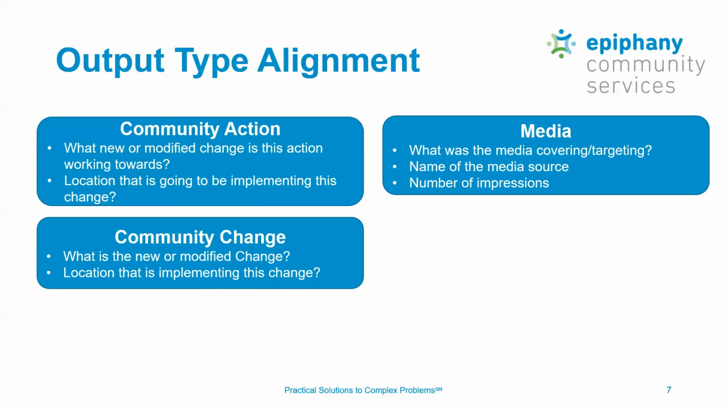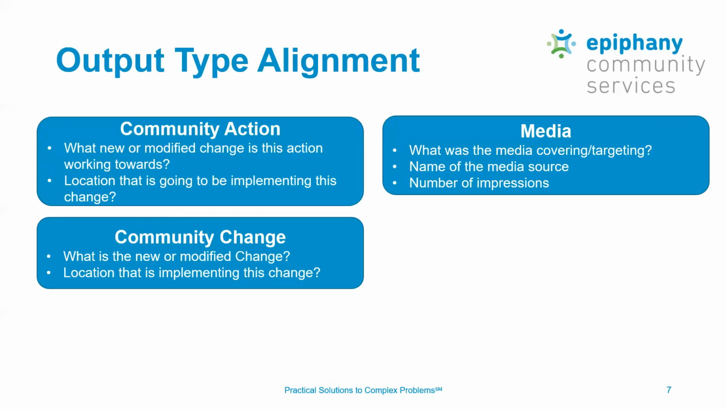When it comes to writing your descriptions for media, we need to make sure that we're including these three things. What was the media covering or targeting? That goes along with what happened, and that's okay. The name of the media source. So was it your Facebook page? Was it the local ABC newspaper? Was it your coalition website? What was that media source?